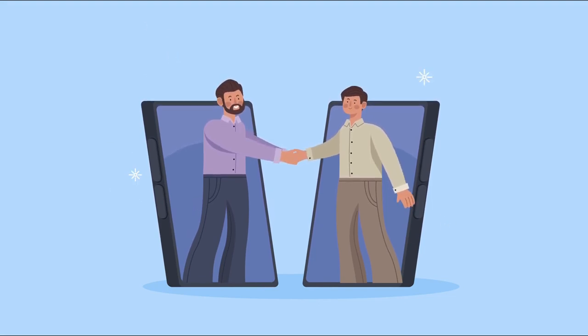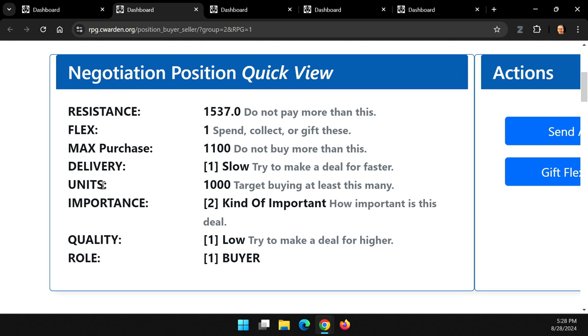Let's take a look at this example here. The units that we need to target selling is 1,000. So 10% of 1,000 is 100. So if you make a deal that is equal to or larger than 100, then that counts as a separate relationship if it's a different group. If it's less than that, if it's 99, then no, that won't count.